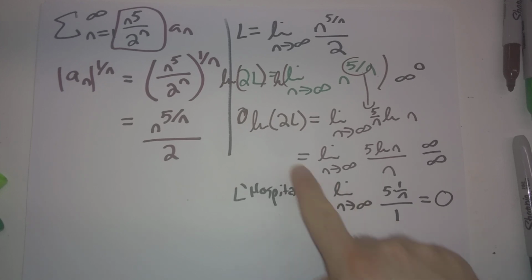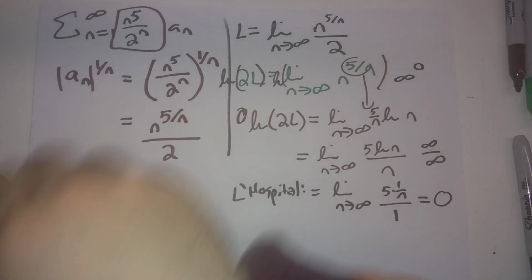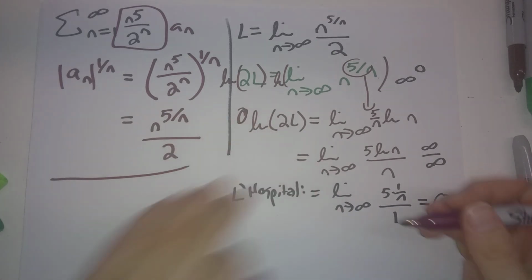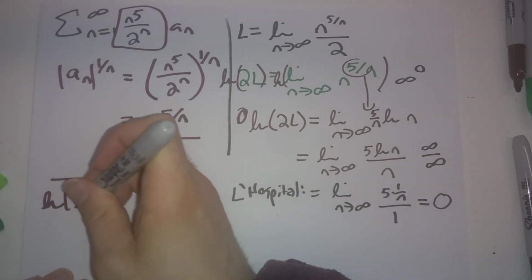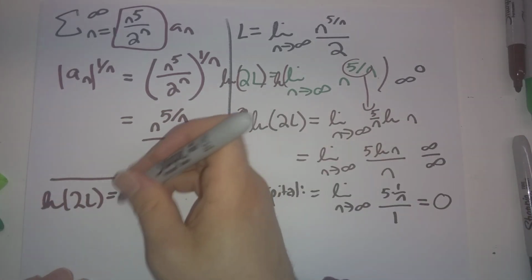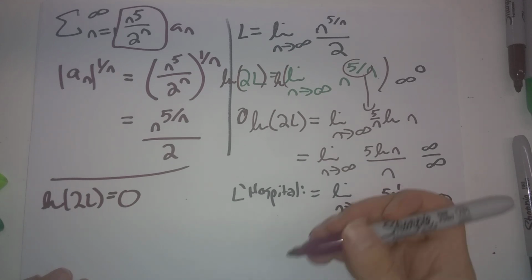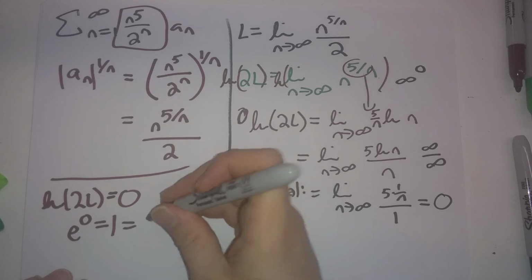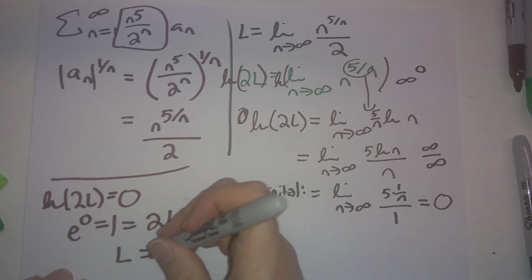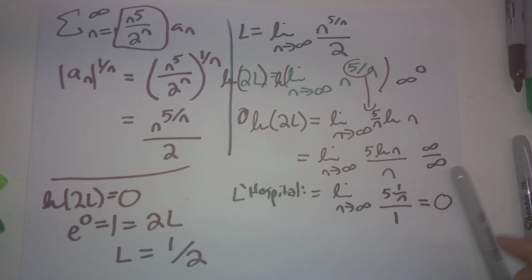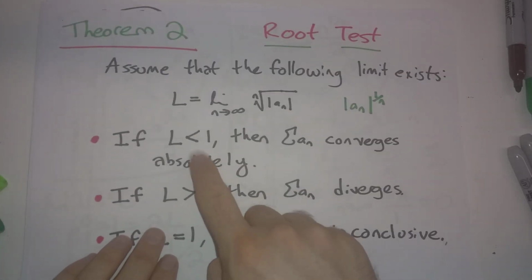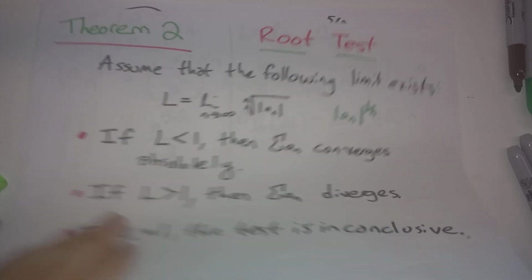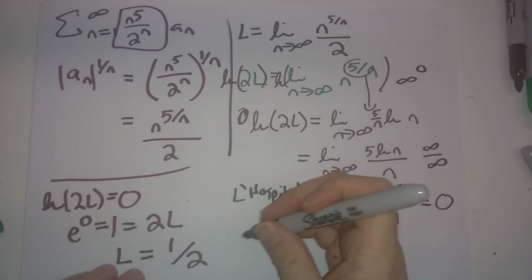Okay, so what do we conclude here? So let's come back over here. Natural log of 2L is equal to 0. So doing e to both sides, e to the 0, that's 1. That's 2L. So L is equal to 1/2. And so by the root test, because L is less than 1, our series converges.